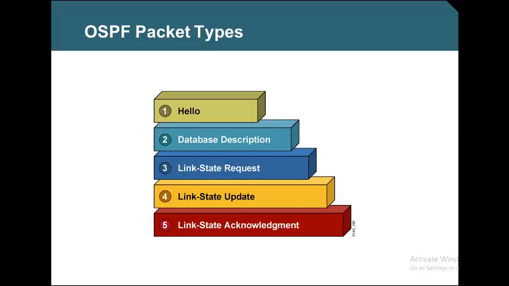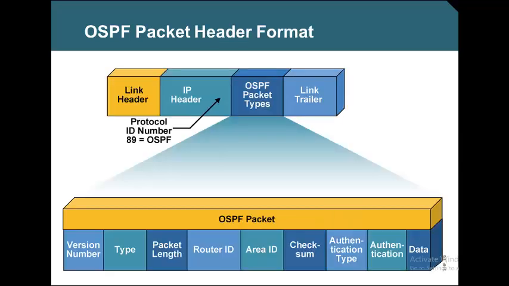Okay, let us now go to the next one. When you capture a packet using Wireshark, in the IP header you can see in the protocol field this number 89, IP 89. And the OSPF header will have these many fields.